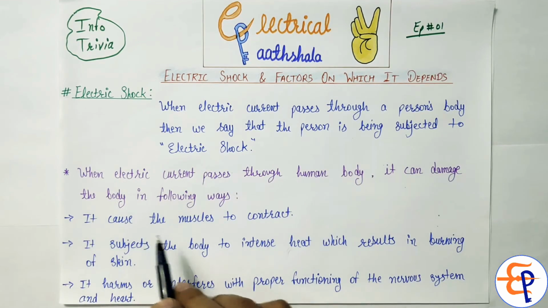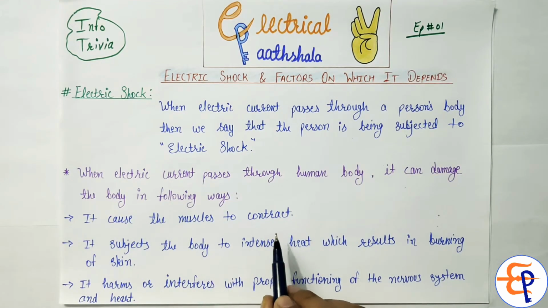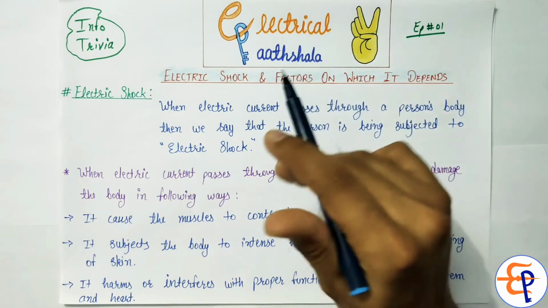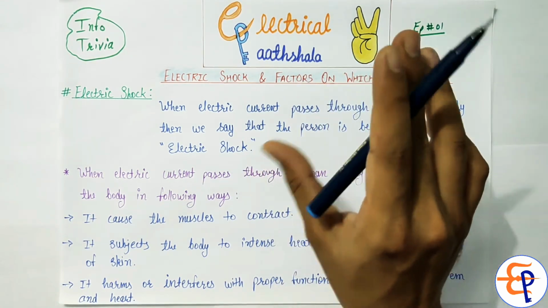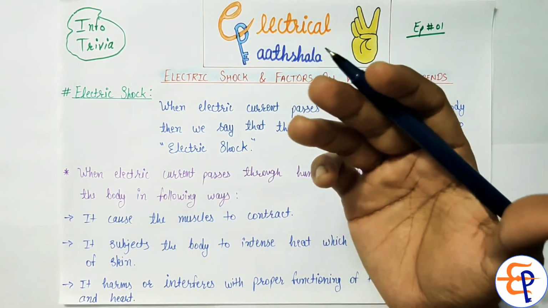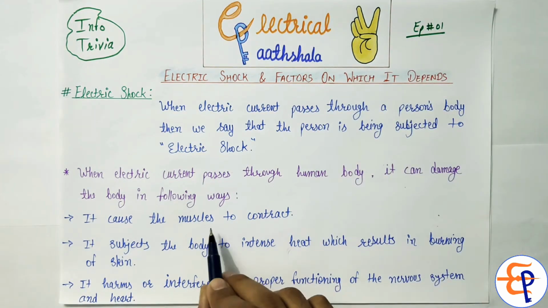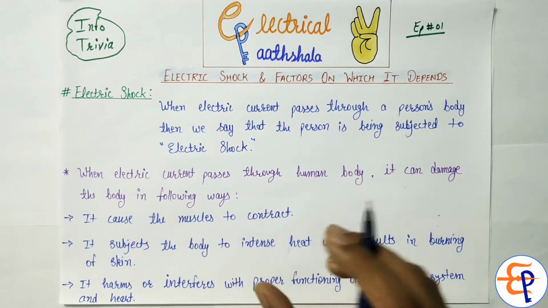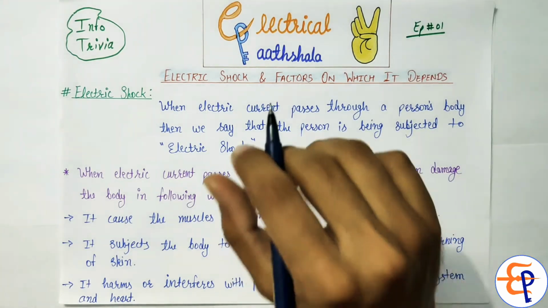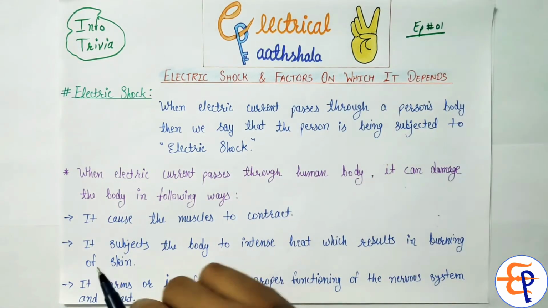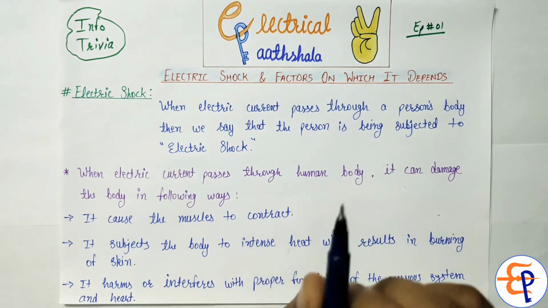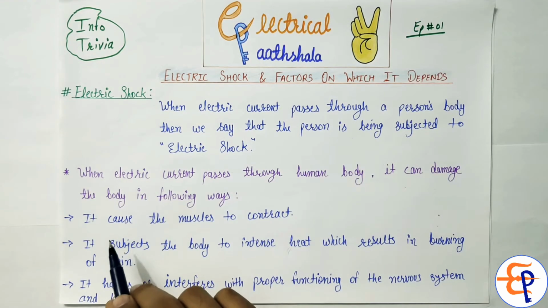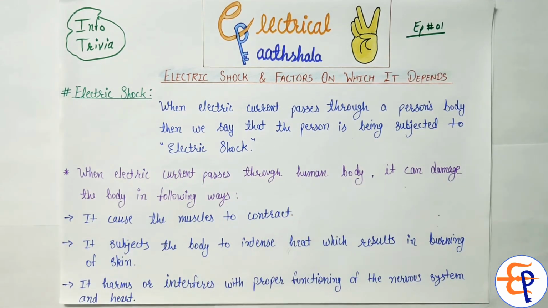First of all, it causes the muscles to contract. What does this mean? It means that our muscles allow us to move our body freely. So when electric current passes through our body, it causes the muscles to contract, which is known as muscular contraction. It means that you will lose control of your muscles when electric current passes through your body. So that is the first thing it does to our body.